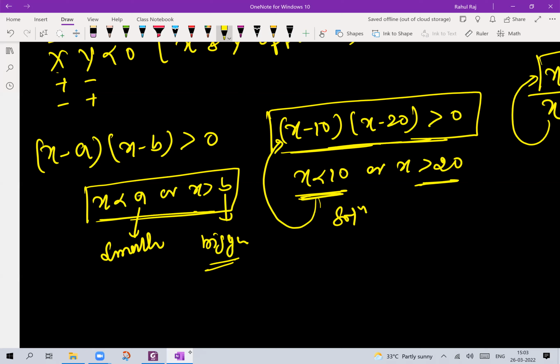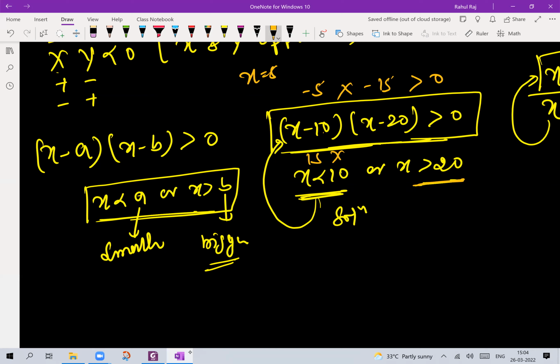If I take x less than 10, tell me what value you want me to take. I'll take x is equal to 5. Now let's put it over here. 5 minus 10 is what? Minus 5. 5 minus 20 is what? Minus 15. So minus 5 into minus 15 is greater than 0. Simple logic. You take any value of x greater than 20. Let's take x is equal to 25. 25 minus 10 is what?